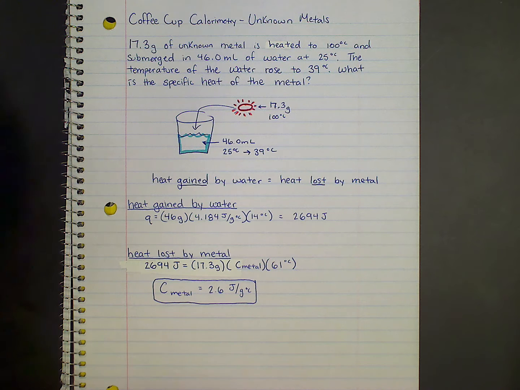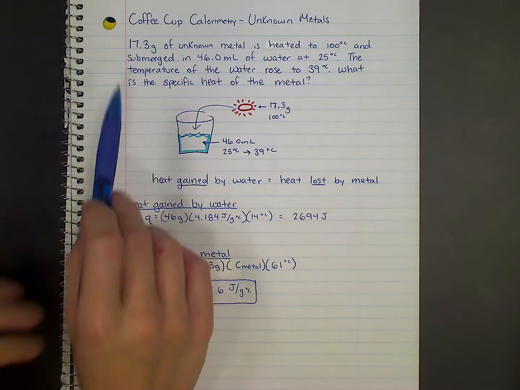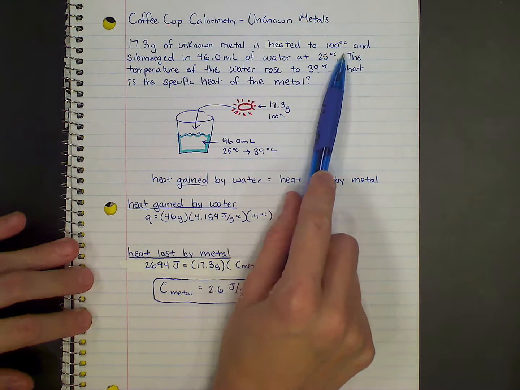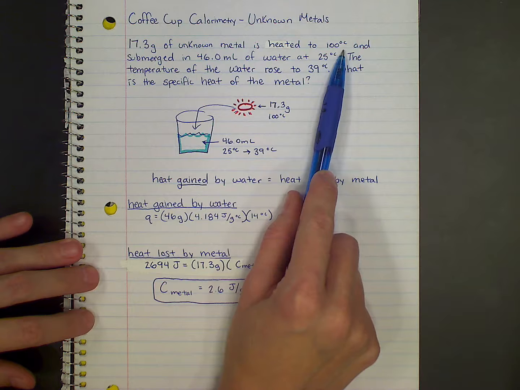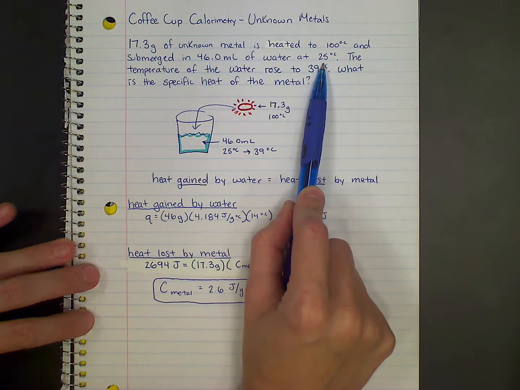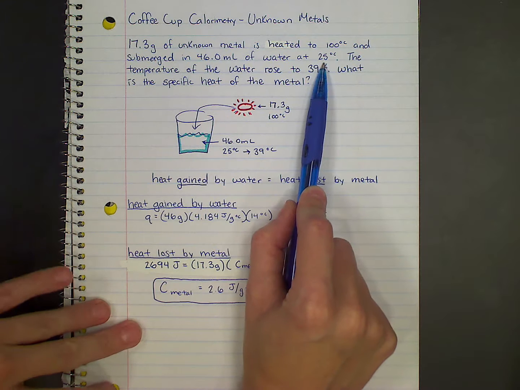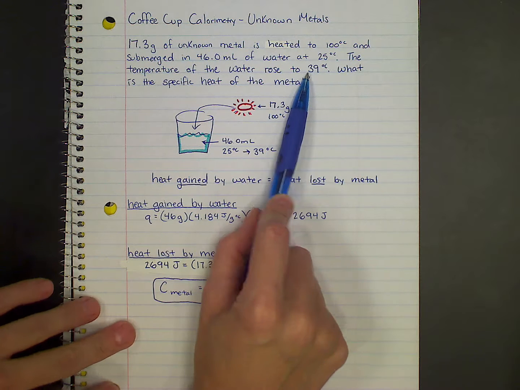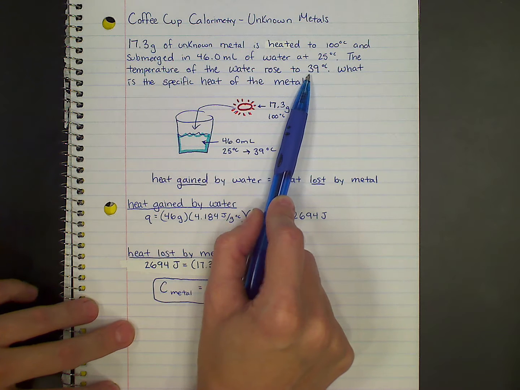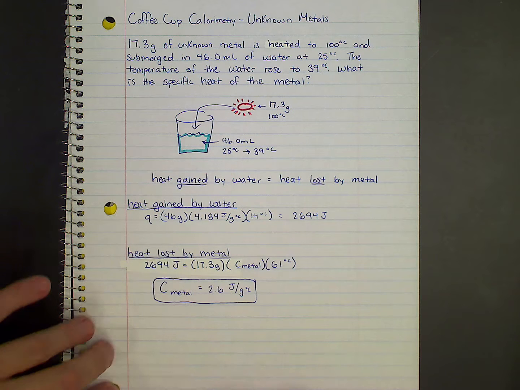Okay, so in this problem, we've got a 17.3 gram piece of unknown metal. The metal has been heated to 100 degrees Celsius and then added to 46 milliliters of water, and the water started out at 25 degrees Celsius. When it is added, we see that the temperature of the water rises to 39 degrees Celsius, and from this information we can find the specific heat of the metal.